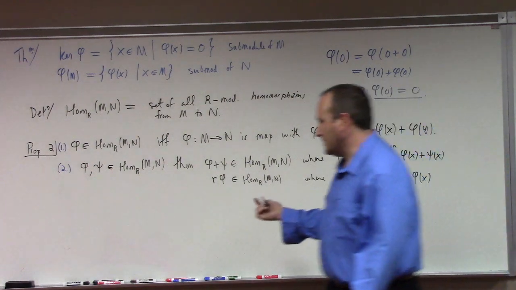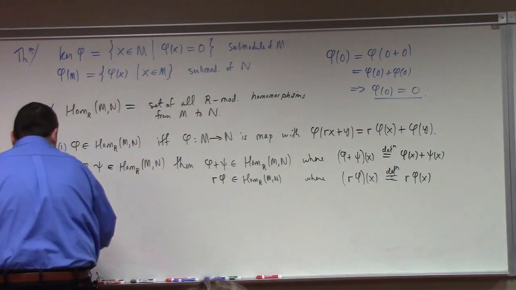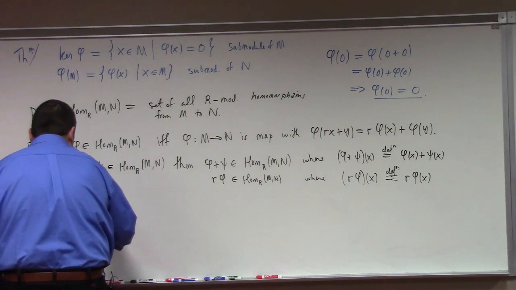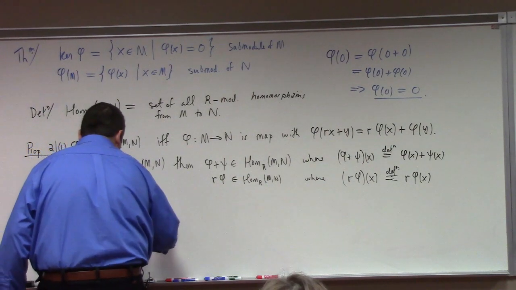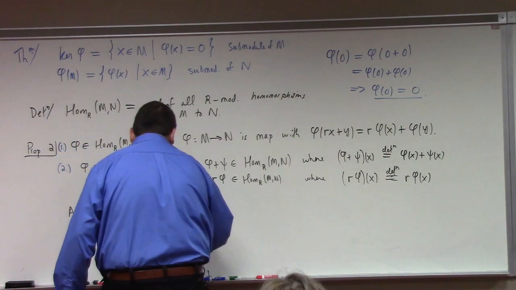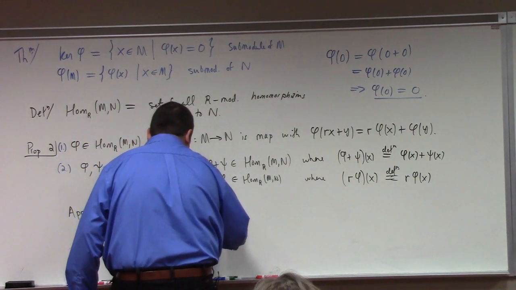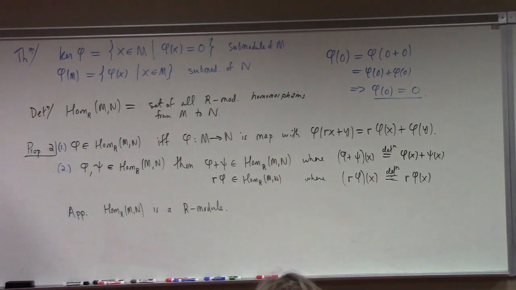Okay, so Hom_R(M, N) is an R module. Oh, there's more. Part 3 is about composition.